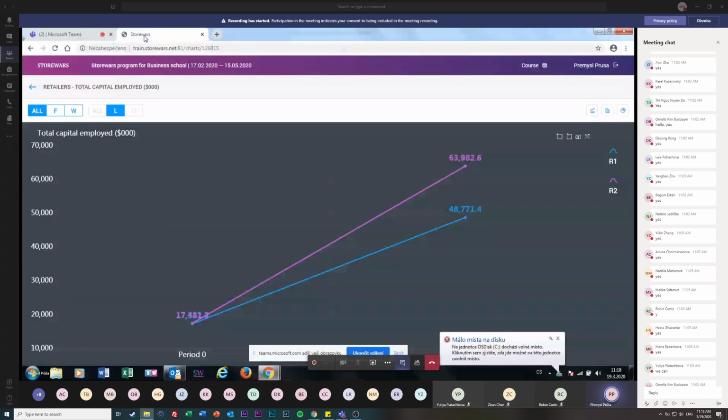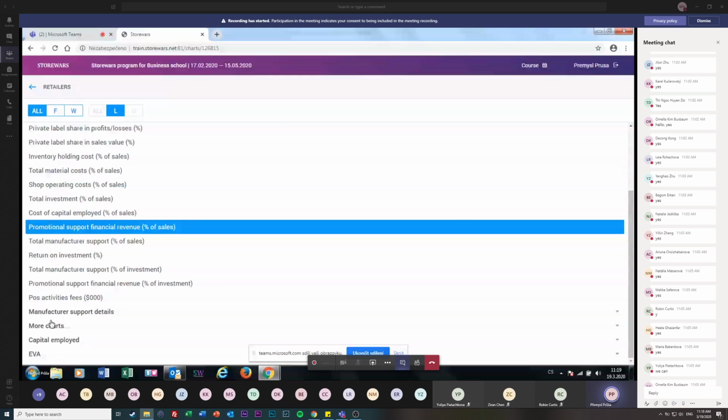The receivables and payables, capital employed. Yeah, so receivables have grown, but not significantly. And this is something you cannot basically influence that much because it's about the software. But you can control the payables. Sorry, yeah, more charts. Capital employed.